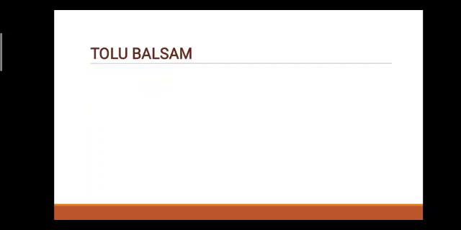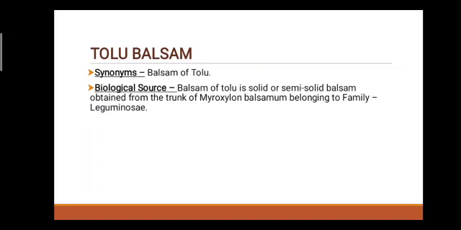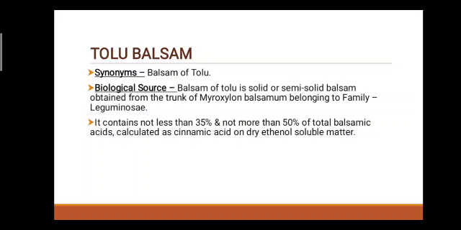Now next, third drug, that is Tolu balsam. Synonyms: balsam of Tolu. Biological source: balsam of Tolu is solid or semi-solid balsam obtained from the trunks of Myroxylon balsamum belonging to family Leguminosae. It contains not less than 35% and not more than 50% of total balsamic acids, calculated as cinnamic acid on dry ethanol soluble matter.